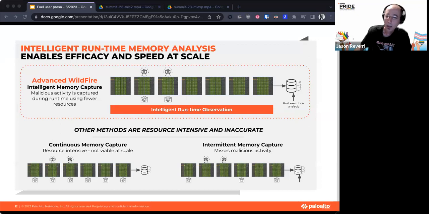Memory capture is a pretty common technique used for malware analysis. So let's compare IRMA to other traditionally used techniques shown at the bottom of the slide here. On the bottom left is the continuous memory capture technique employed by some traditional sandbox solutions. This technique, while very powerful, has a couple of problems. Two of the most common problems are the frequency of capture and the noise in the results.